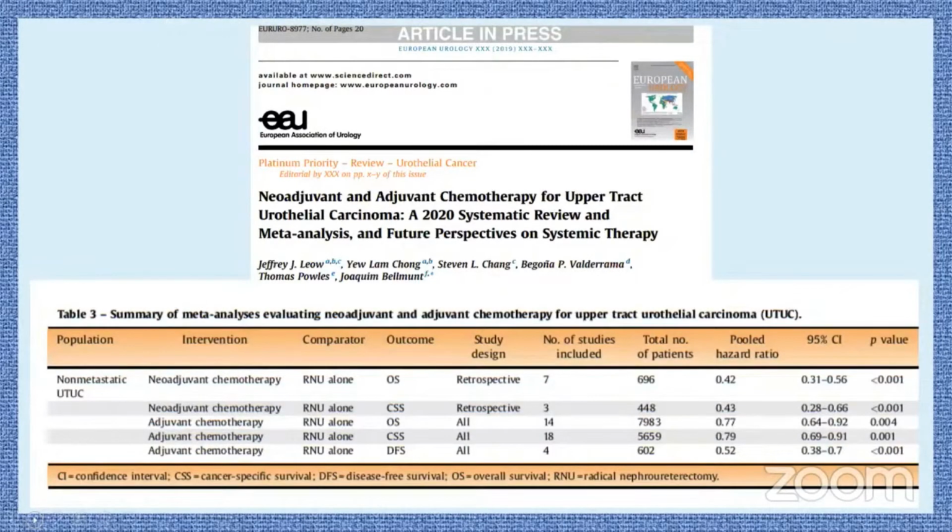Yeah. So if we see the summary of the meta-analysis evaluating neoadjuvant and adjuvant chemotherapy, there is retrospective as well as prospective data which shows that the addition of any type of therapy, either neoadjuvant or adjuvant, is associated with better overall survival and better disease-free survival. Next.